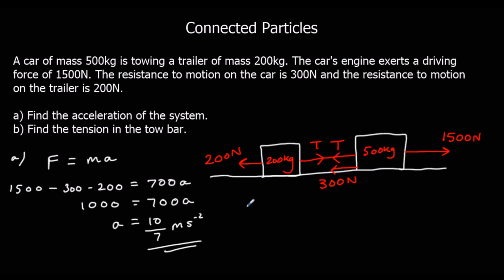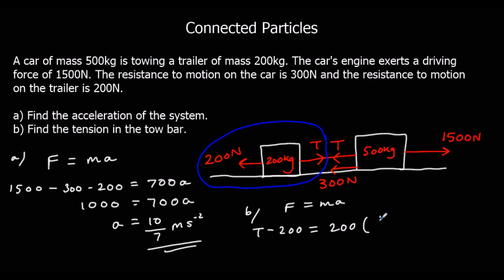For part B, we need the tension in the tow bar. So we can look at just part of the system now. So we can just look at the trailer by itself. What forces are acting on the trailer? So again, F equals ma. The resultant force this time is T going forward and minus 200, and that equals m, which is 200, a, which is 10/7.